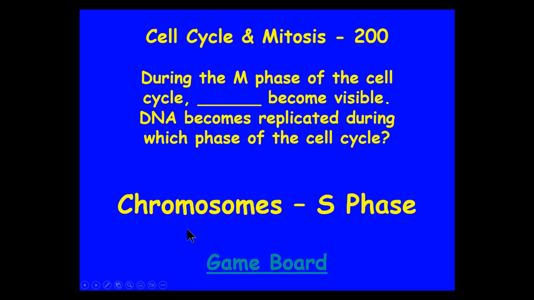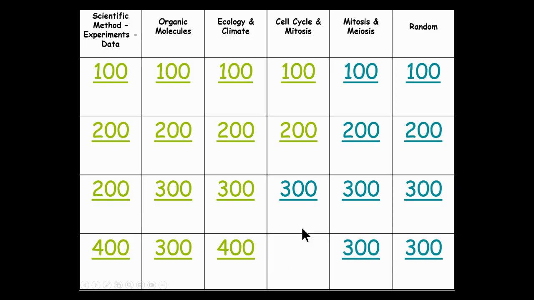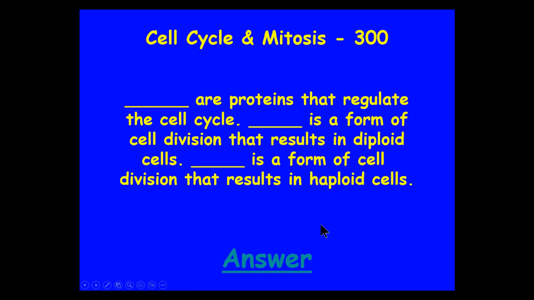All right, so chromosomes become visible, and it's the S phase, which is one of the 3 phases of interphase, and that's where your DNA gets replicated. Blanks are proteins that regulate the cell cycle. Blank is a form of cell division that results in diploid cells. Blank is a form of cell division that results in haploid cells.